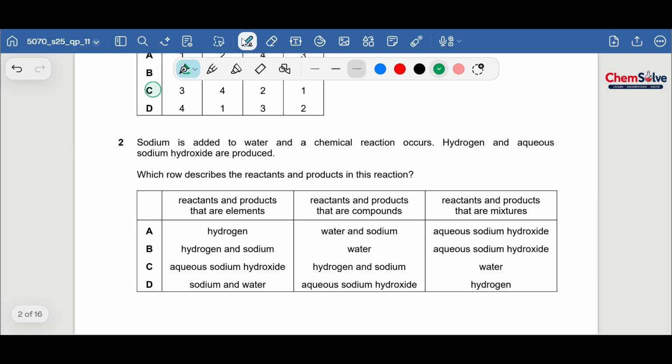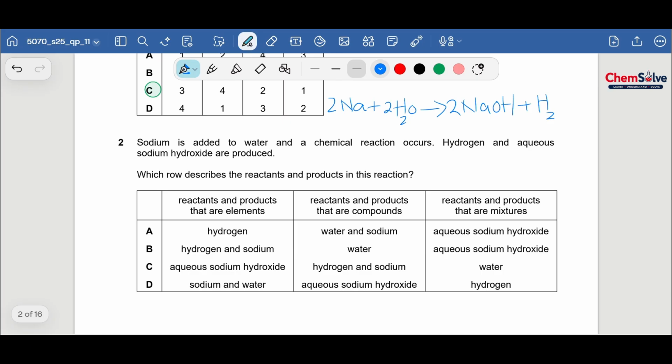Next question. Sodium is added to water and a chemical reaction occurs. Hydrogen and aqueous sodium hydroxide are produced. So let's write down the equation first. 2Na plus 2H2O produces sodium hydroxide and hydrogen. Okay. So, which row describes the reactant and the product in the reaction?